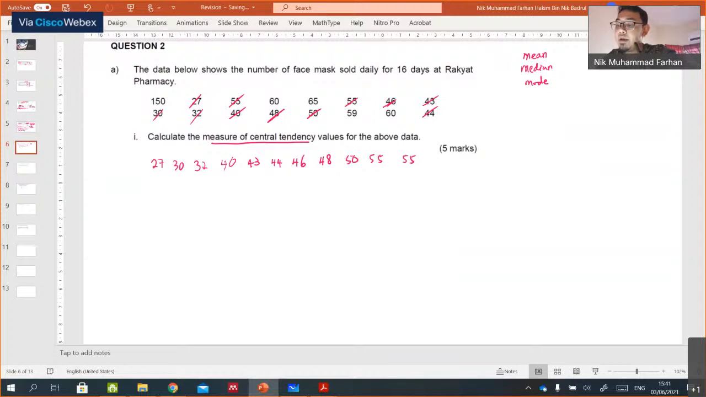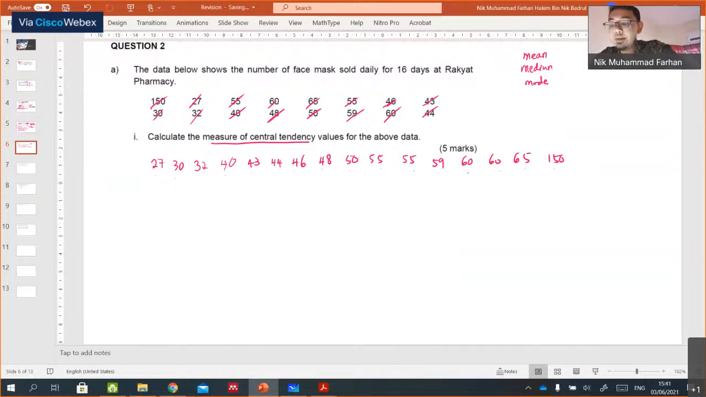And then you have the 59. After 59, 60 has two. Then you have this 65 and 150. Okay, so you have this data, about 16 values: 1, 2, 3, 4, 5, 6, 7, 8, 9, 10, 1, 2, 3, 4, 5, 6, 16. Enough. Make sure it is enough and correct.